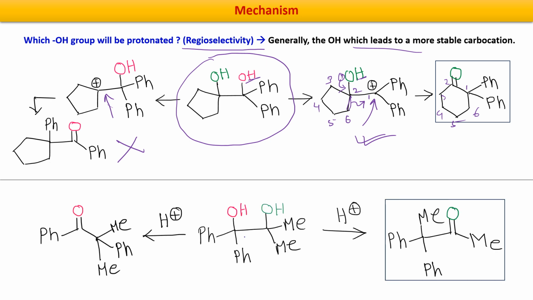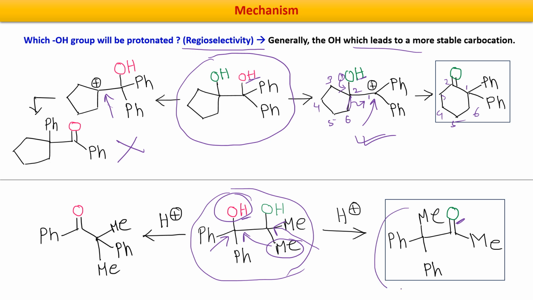One more example. So just look at this middle molecule. Here if we protonate the pink OH, you are getting positive charge at this position. If you are protonating the green OH, you are getting positive charge at this position. So obviously the left hand side carbocation will be more stable. So ultimately you can say this pink OH will be removed, and this green oxygen will be retained. And one of these methyl groups will be migrating. So that is why on this side you can see 2 Ph and 1 methyl.